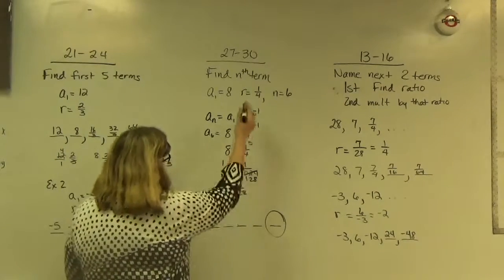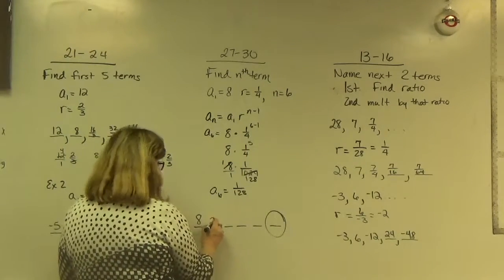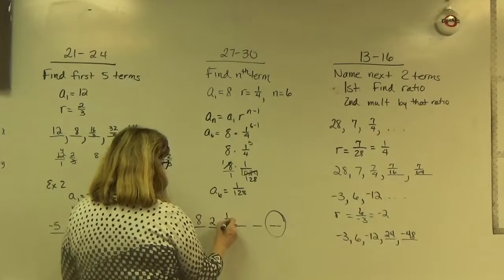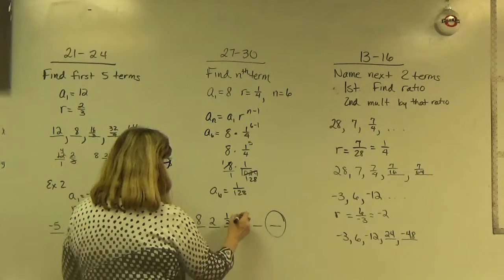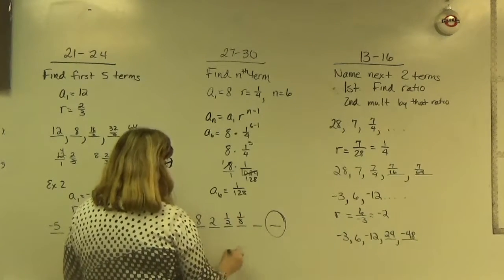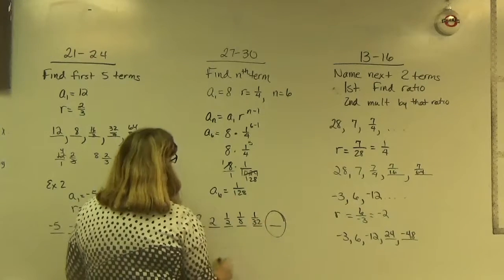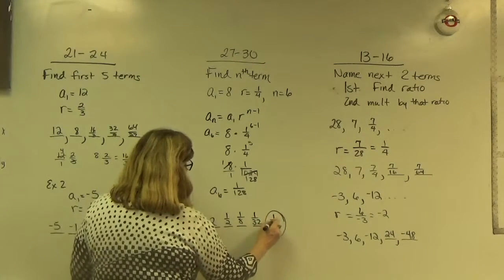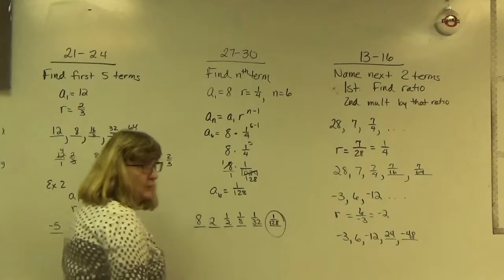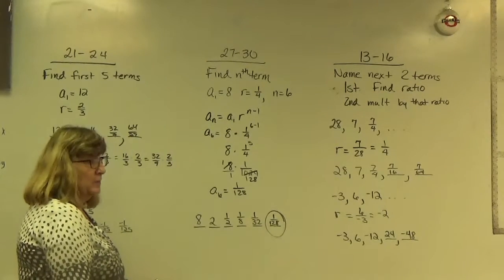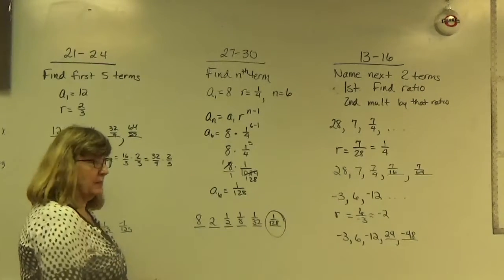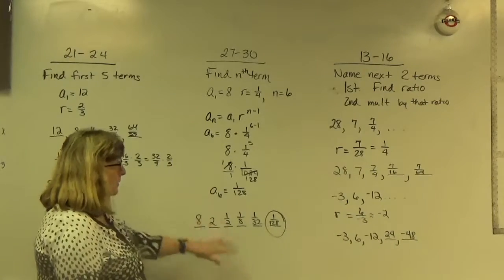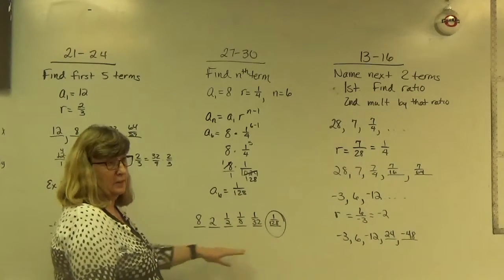So if I multiply by 1/4, I'm going to get 2. Times 1/4 would be 1/2, times 1/4 would be 1/8, times 1/4 would be 1/32, times 1/4 would be 1 over 128. Did we get the same answer that we got? Yeah. So either version would be acceptable. You can either use the formula or you can use common sense to get the answer.